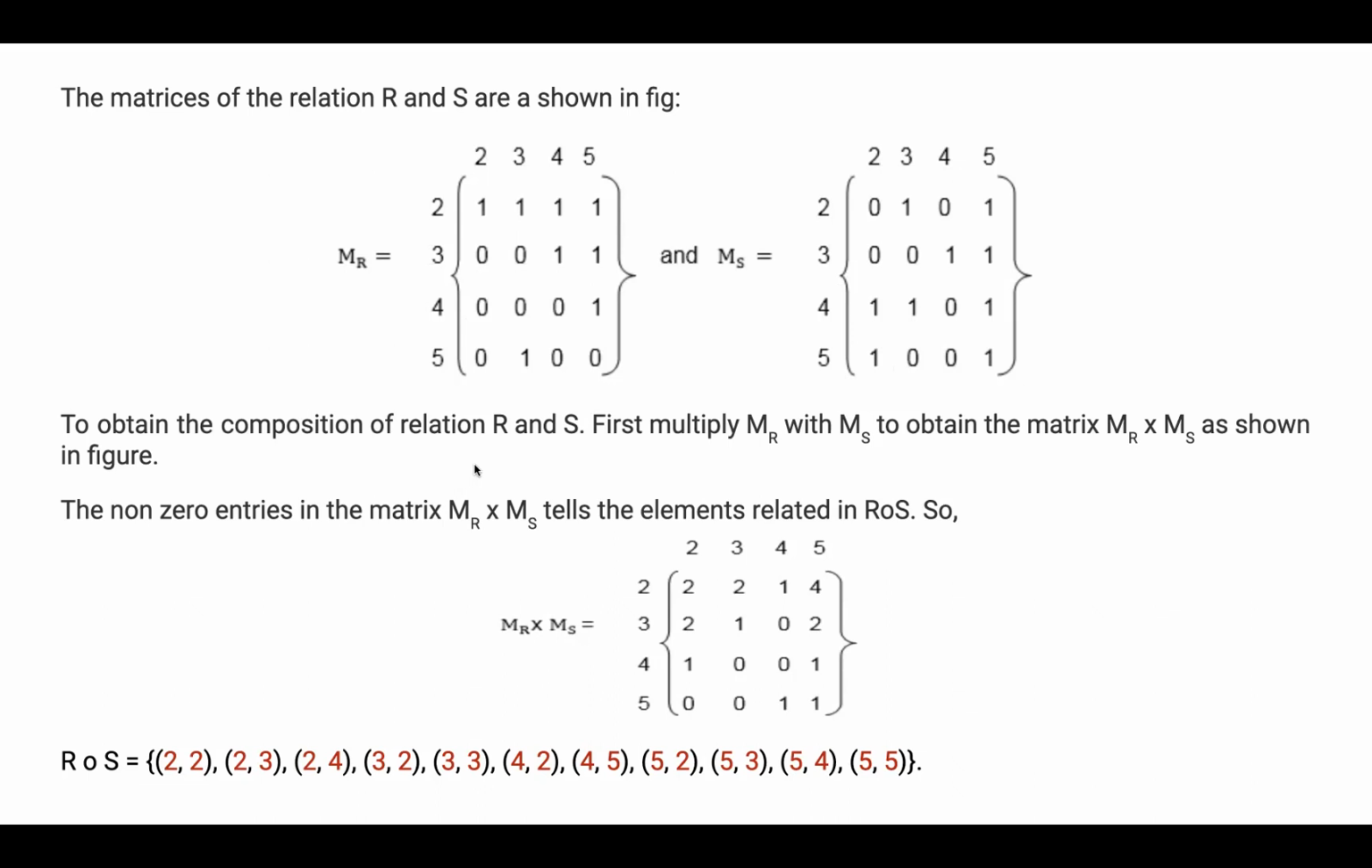To obtain the composition of relations R and S, first multiply MR and MS to obtain the matrix MR cross MS as shown in the figure. Firstly, we have to take the multiplication of the two matrices, MR and MS. Wherever non-zero entries are there in the multiplication, those will be the composite relations.